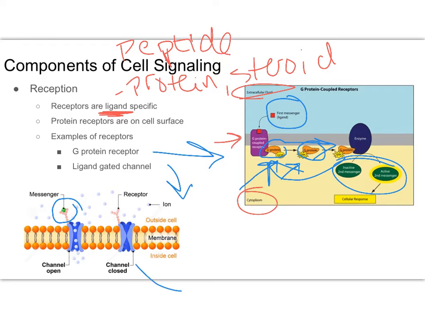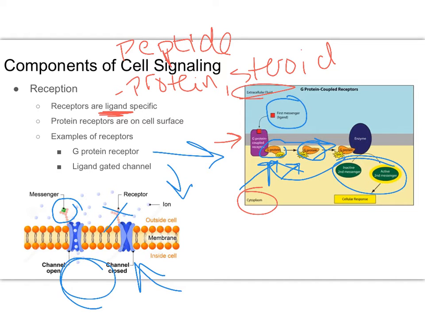You'll see on the right here, the channel is closed when there's nothing binding to the receptor. But when the messenger binds to the receptor, that opens up the channel. Okay, and that allows things to flow in. It allows ions to flow into the cell, out of the cell. What it will do is change the concentration of the ions within the cell.